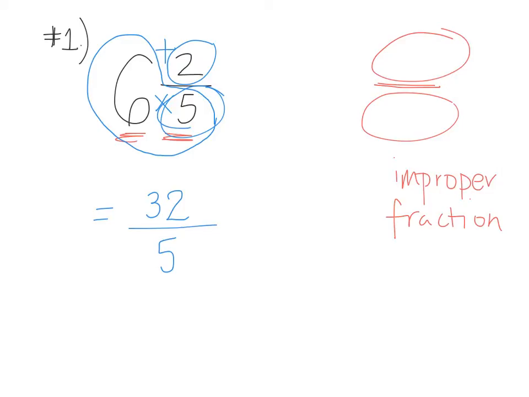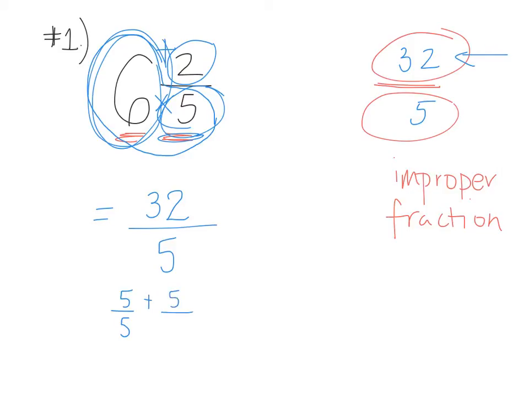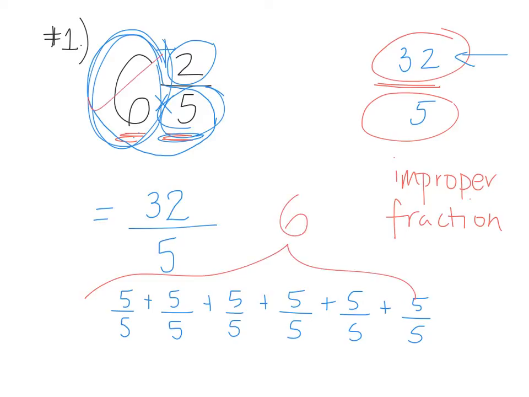32 over 5 is an improper fraction because the numerator is larger than the denominator. I want you to think about this for a second. If I have 6 wholes, I can write each whole as 5 over 5. How many of these do I have? 6. So 5 over 5 plus 5 over 5 plus 5 over 5, and so on: 1, 2, 3, 4, 5, 6. I have 6 wholes plus 2/5.